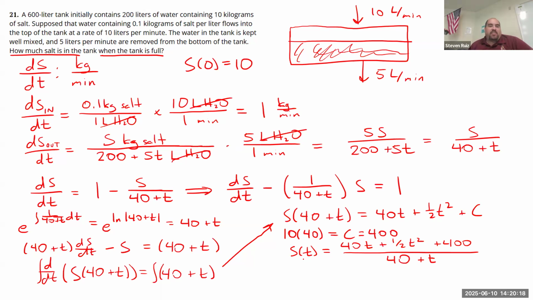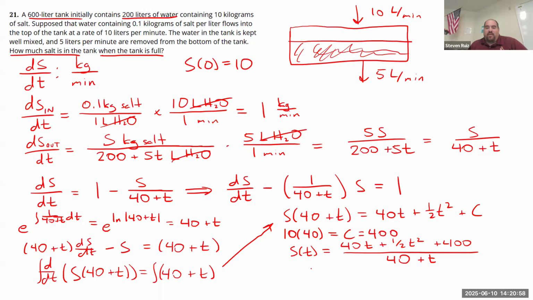But now it wants me to evaluate this at a certain point. How much salt is in the tank when the tank is full? So when's the tank going to fill up? It initially has 200 liters of water in it. When it's full, it will have 600 liters of water in it. So it needs to gain 400 liters of water. And I know it gains 5 liters of water every minute. So 400 liters divided by 5 liters per minute. I think in 80 minutes, that's our time when this fills up.